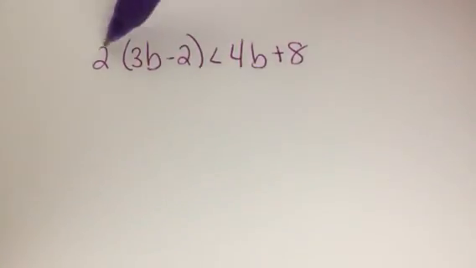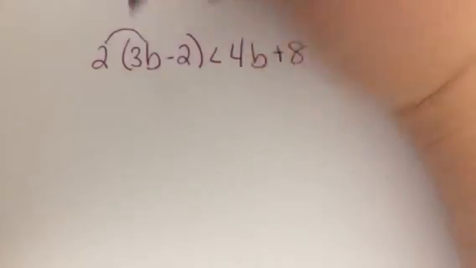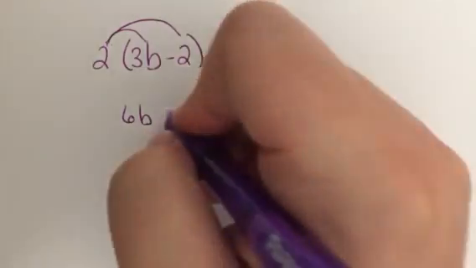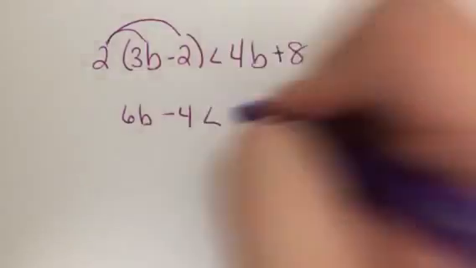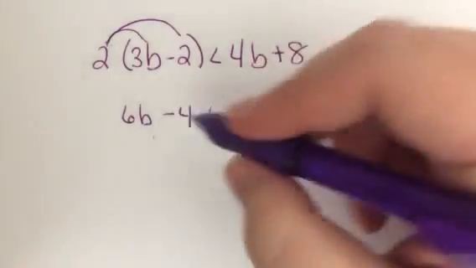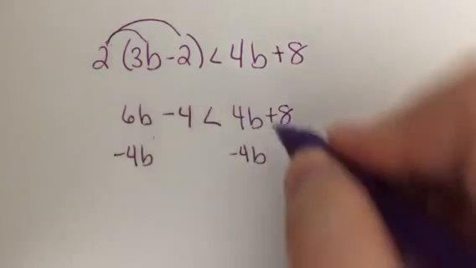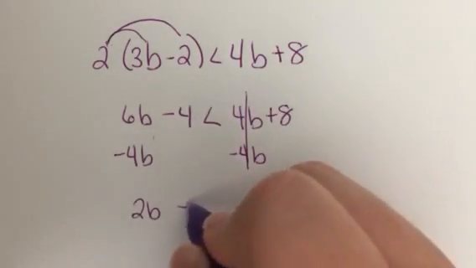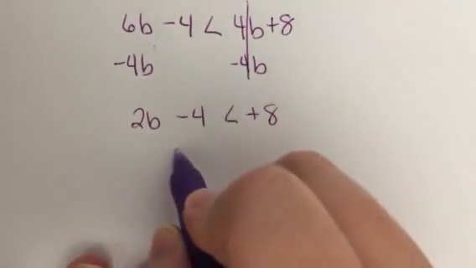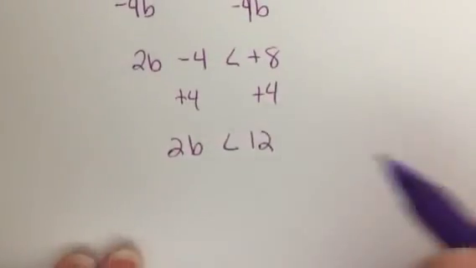On this one, hopefully you've looked at it and you notice that you're going to have to do your distributive property here. So let's start with that. 2 times 3b, 6b. 2 times negative 2, negative 4, less than 4b plus 8. Now I've got to get my b's over to the same side. So again, I'm going to subtract 4b from the right and subtract 4b from the left. That gives 2b. Then opposite operation, add 4, divide by 2.